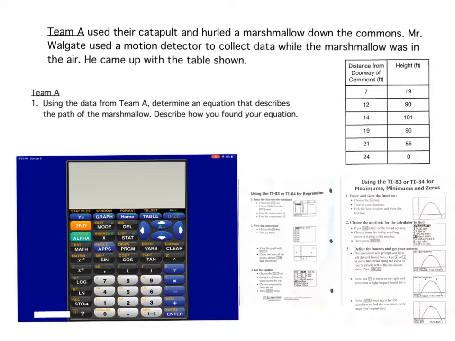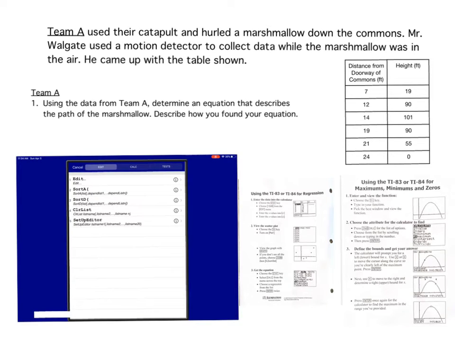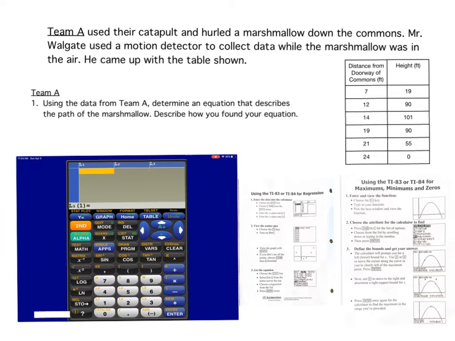First thing we're going to do is we're going to click on Stat, and we need to edit our list. So then I'm going to go to Edit, go down my list 1, and we're going to put in our x values. So 7, 12, 14, 19, 21, 24. List 2 will be our y values, so 19, 90, 101, 90, 55, and 0.